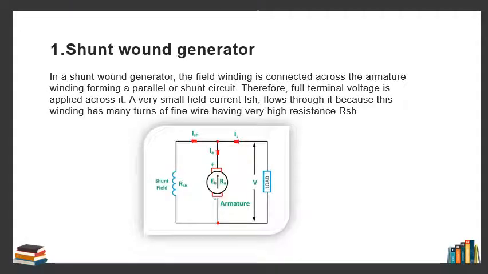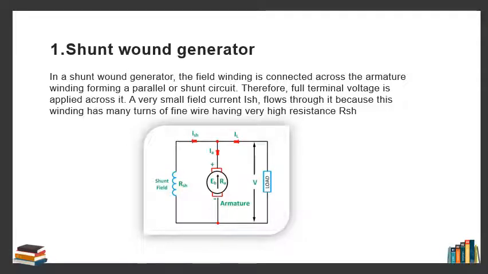So next is a shunt bound generator, shunt motor, or shunt machine. In a shunt bound generator, we consider these three terms because the machine is known as a motor or a generator depending on the energy conversion. If it converts electrical energy into mechanical energy, it is called a motor. If it converts mechanical energy into electrical energy, it is called a generator. So we study the shunt bound generator.